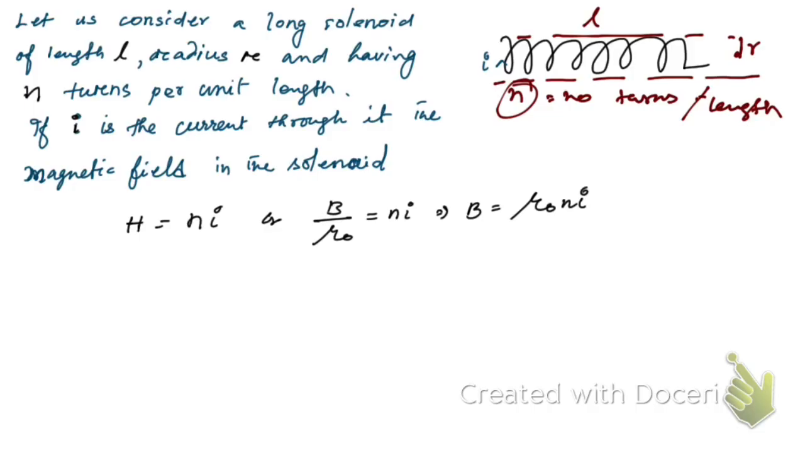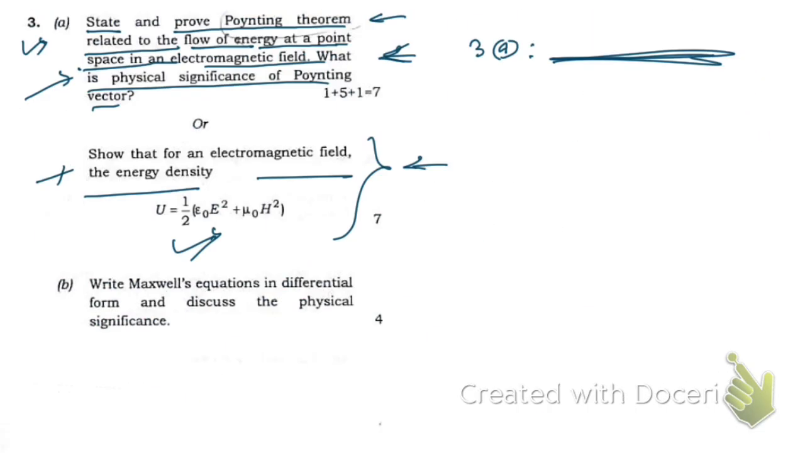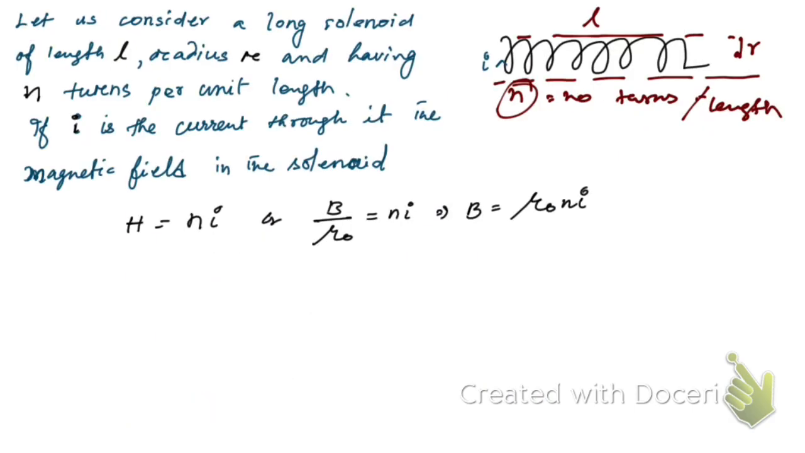Now you see, as we need this result in terms of H, that's why we're going to use this relation instead of this. So if you need to prove u is equal to half epsilon naught E square plus B square by mu naught, then we're going to use this relation. And if you need to prove this one, instead of this you can prove this one also. That's as simple as that.